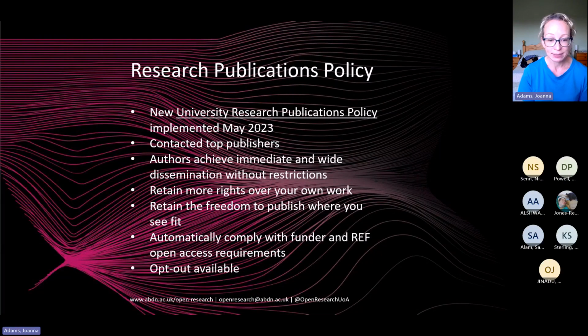And really, it is designed to support you keep more rights over your own work, be able to publish wherever you want to, while making sure that you're complying with funder and REF open access requirements. It is optional, although we recommend it. If for some reason you really can't make your publication open access, you can opt out of the publications policy. There is a link on our web pages where you can fill in a form. You're not asking for permission, you're just letting us know that you will be opting out, that you won't make your article open. And if you tell us why, that helps us understand where there might be problems.